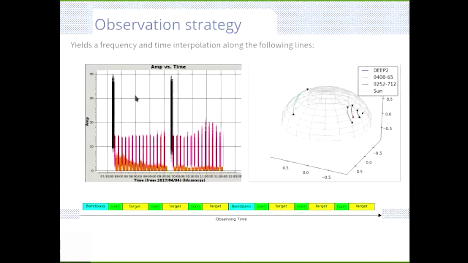Okay? So now, the basic observation strategy is indicated here. Here we have three sources. The black one here is the source PKS 0408-65 in the J2000 epoch. Then in this magenta here, we have another calibrator field, that's the J0252, right? That's just another calibrator field that's slightly closer to our target. And that field has amplitude that is much less than our primary calibrator, right? Which we will use this very bright PKS 0408 for.